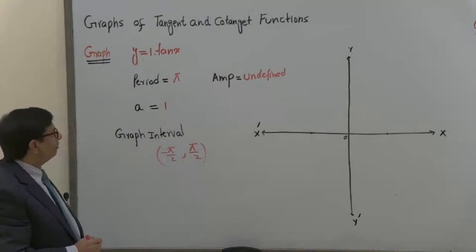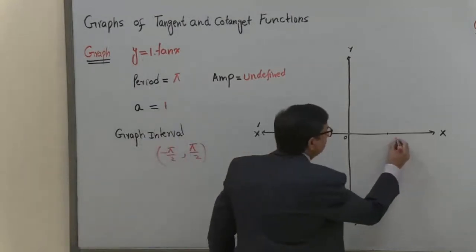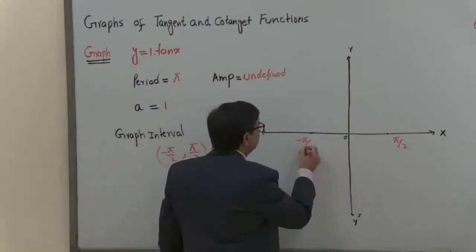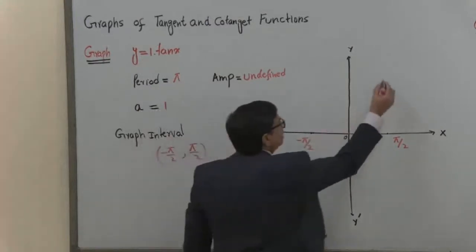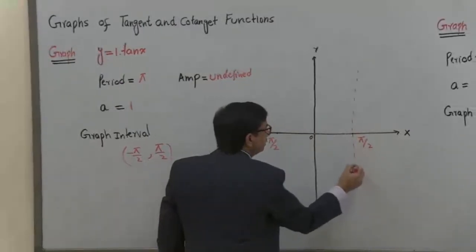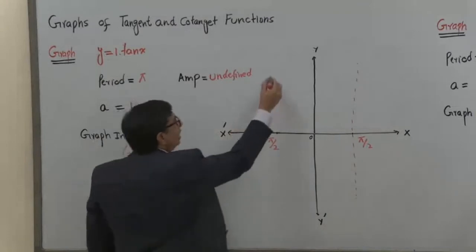Basically, the tangent graph exists on both sides of the y-axis. This is pi over 2 and minus pi over 2 is here. At these points, tangent is undefined, so asymptotes exist. There is an asymptote, and there is another asymptote.